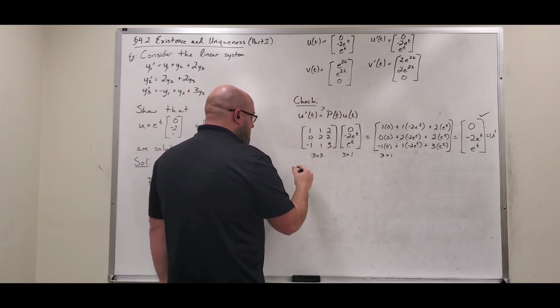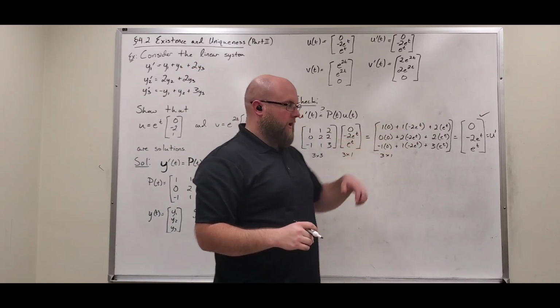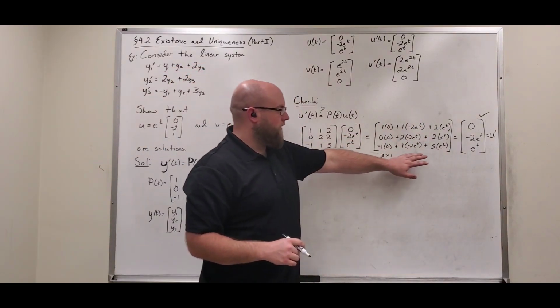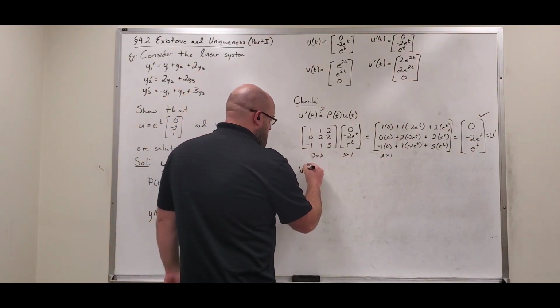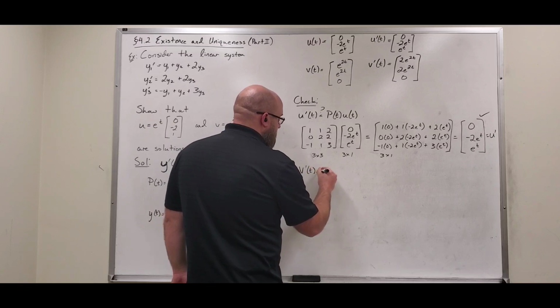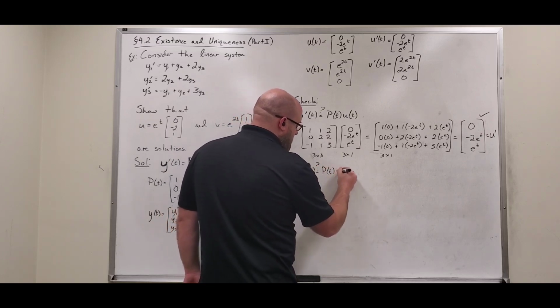All right, the next one. This one I'm not going to write out here. I'm going to simplify as we go, but this way you already have a good example of what to go by. So I want v prime of t to equal, if this is true, P of t times v of t.